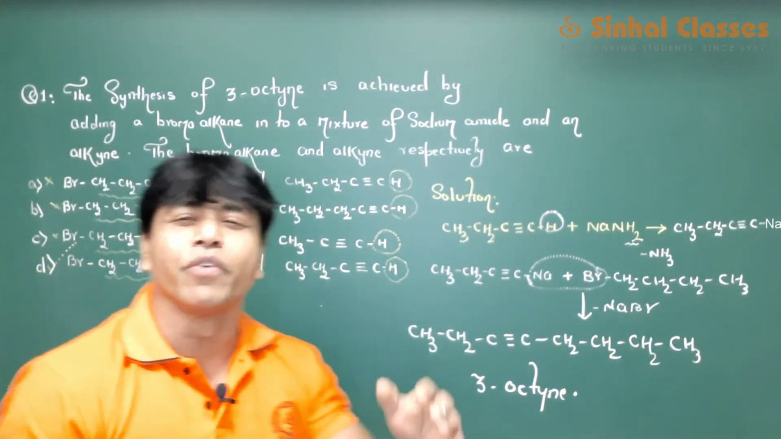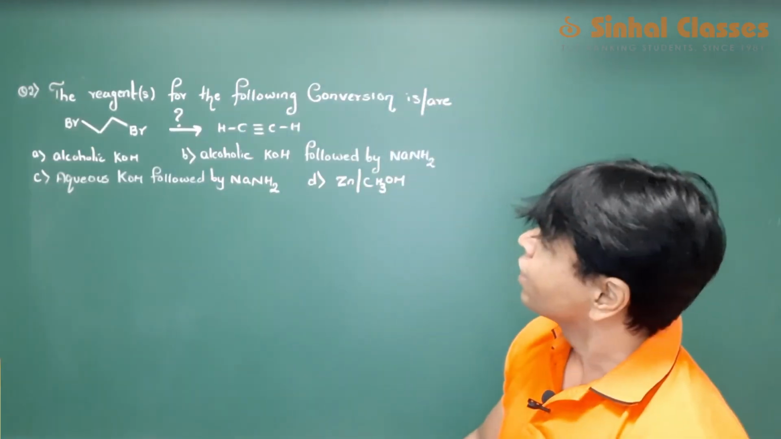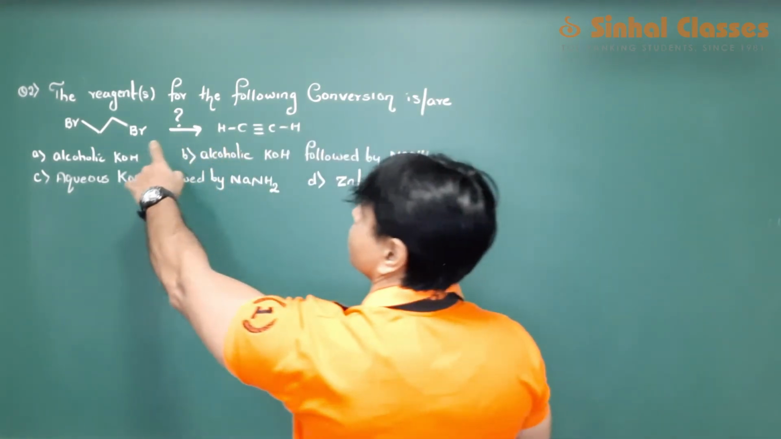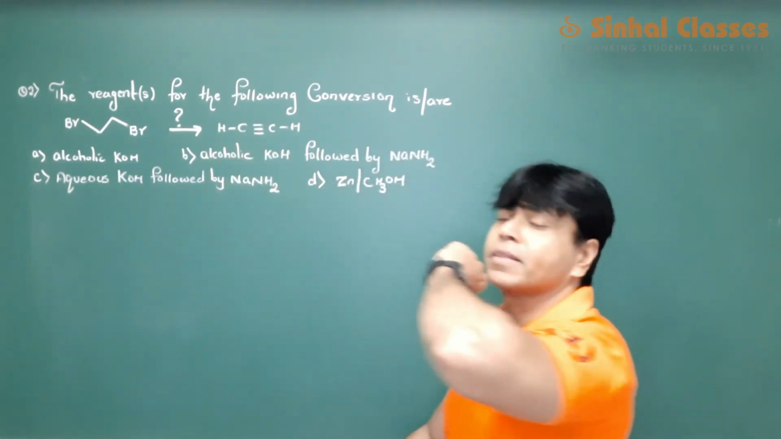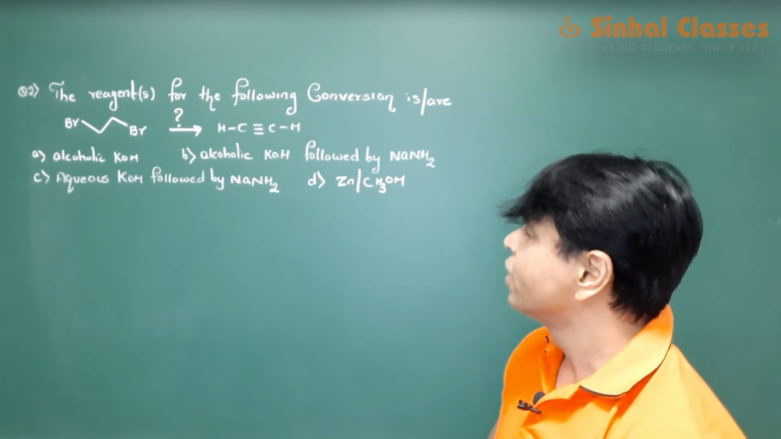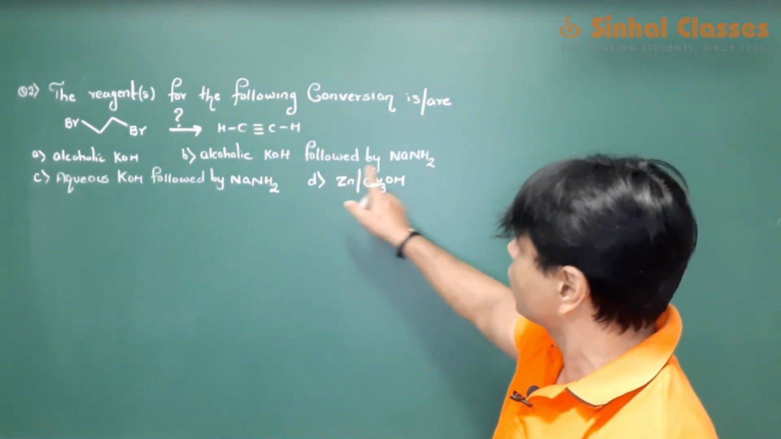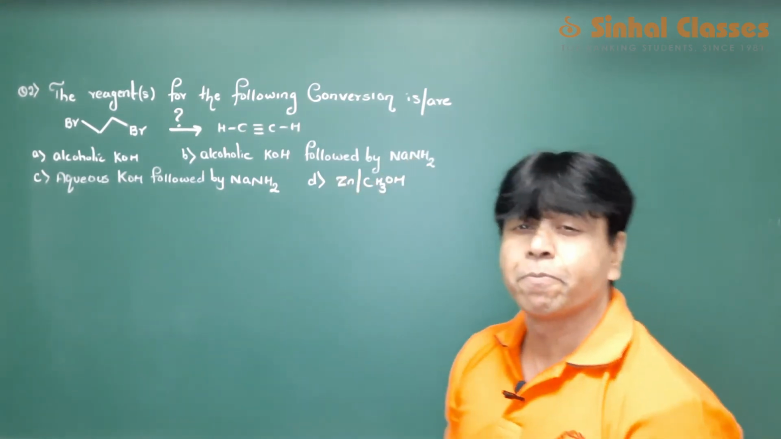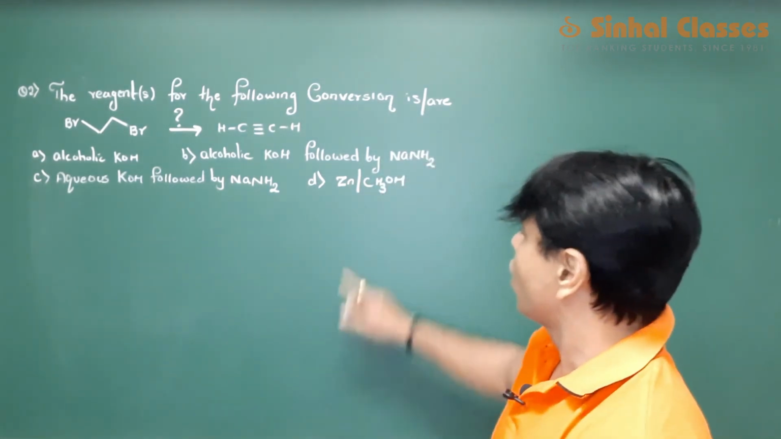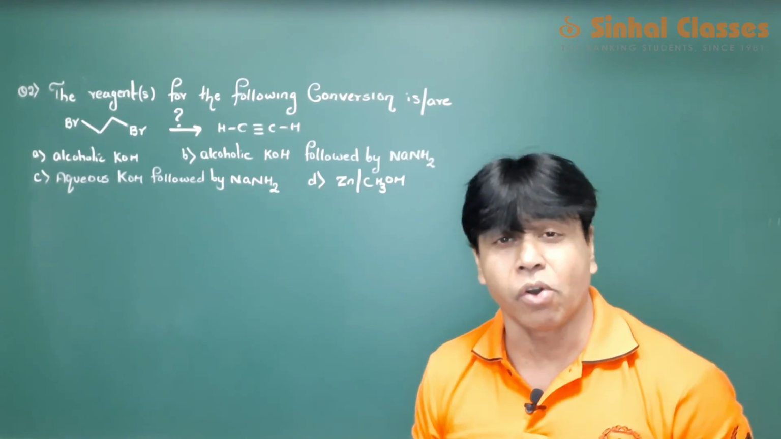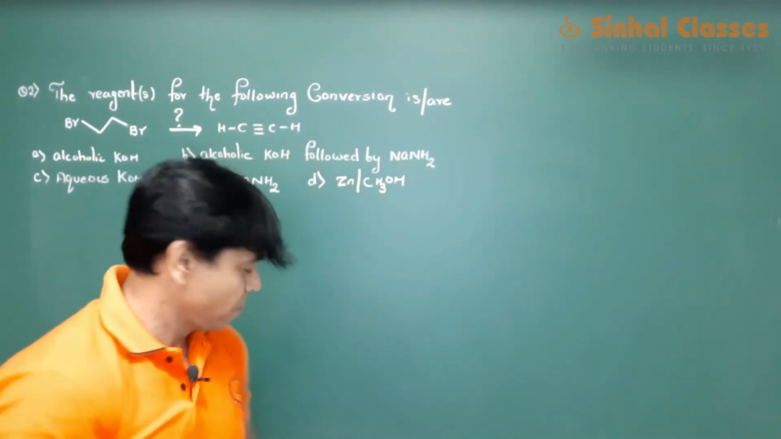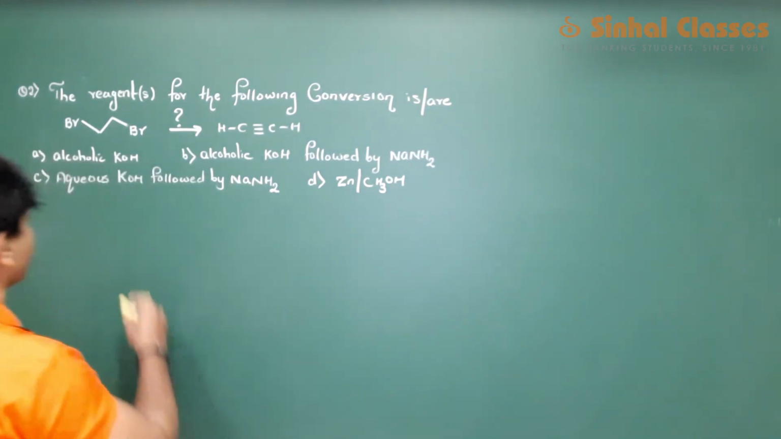Now we go for the next question. The reagents for the conversion forming ethyne is, will it be alcoholic KOH? Will it be alcoholic KOH followed by sodamide, aqueous KOH followed by NaNH2, or zinc with methyl alcohol? Which reagent should we use? Let's see how we can get the solution for this.